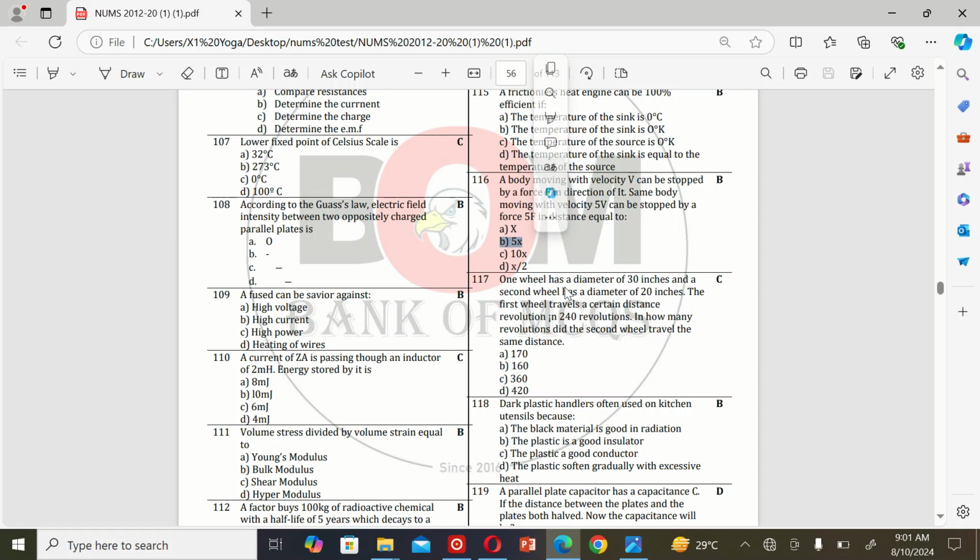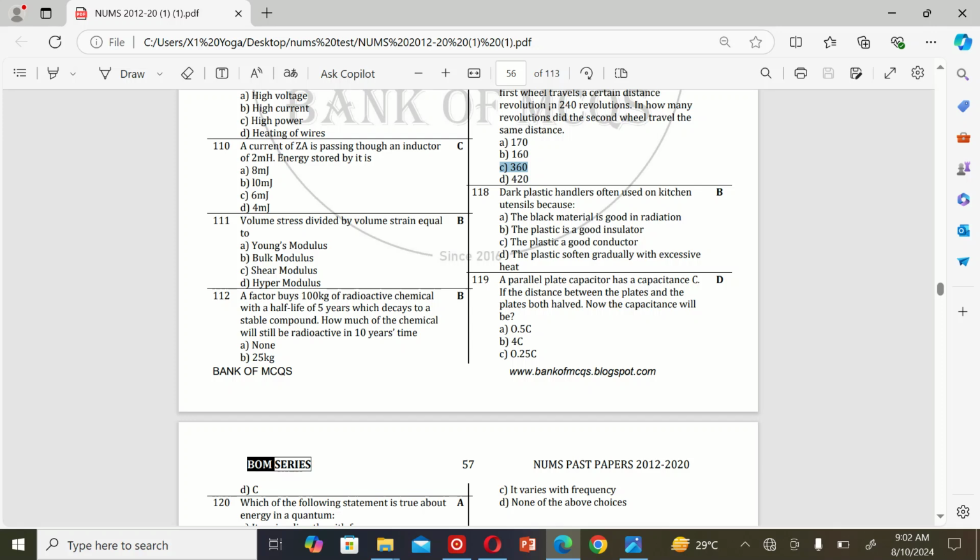The next MCQ is: one wheel has a diameter of 30 inches and a second wheel has a diameter of 20 inches. The first wheel travels a certain distance in 240 revolutions. How many revolutions will the second wheel make to travel the same distance? A, 170; B, 160; C, 360; D, 420. So the correct option is C, 360.